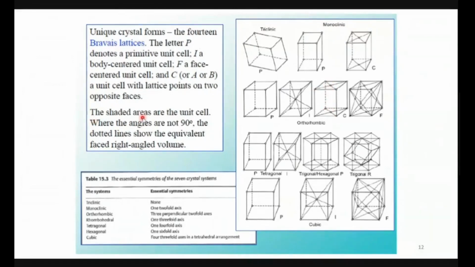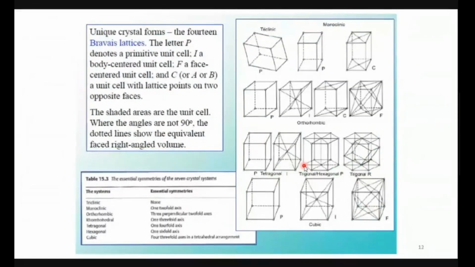The shaded areas are the unit cells where the angles are not 90 degrees. The dotted lines show the equivalent right-angled volume. So it is not necessary that the faces should be at 90 degrees to each other. Now you understand the concept, students. Just understand there are different ways of expressing the crystal structure with Bravais lattices. The details are not required; just understanding the way it is represented is expected at your level.